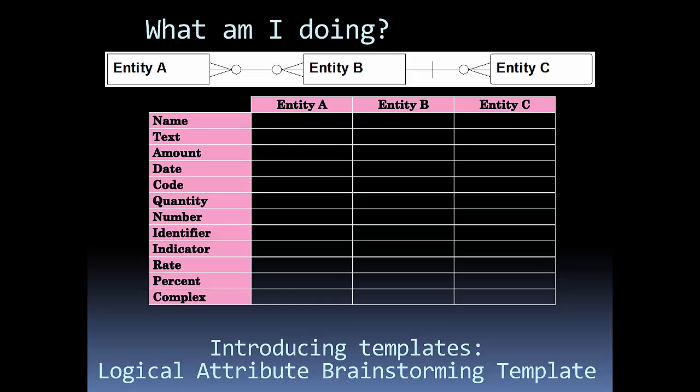So this becomes a very good brainstorming technique. What text do you need to know about customer? What amounts do you need to know? What dates do you need to know? These all help me come up with a really, really good initial list of attributes for my logical. So that's an idea of some of the templates that I use.